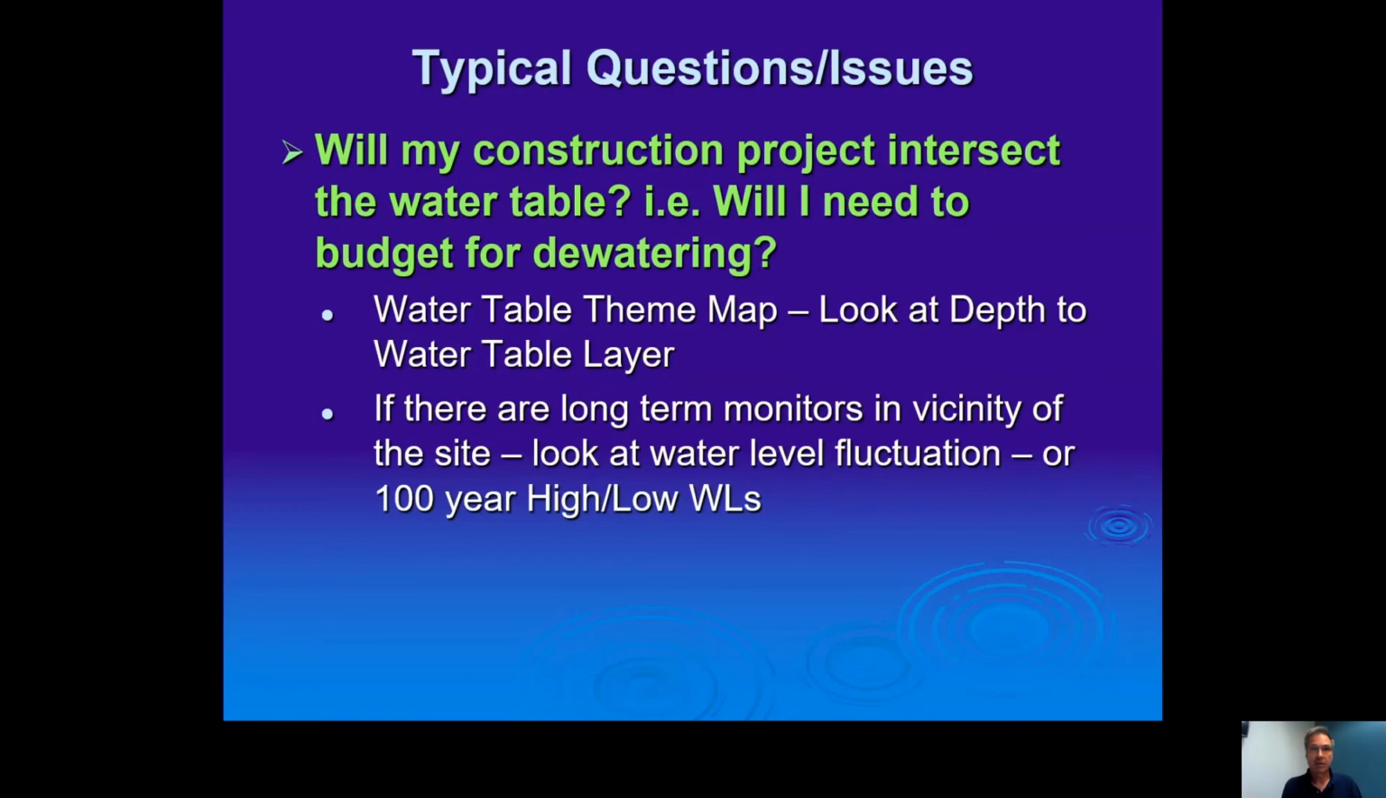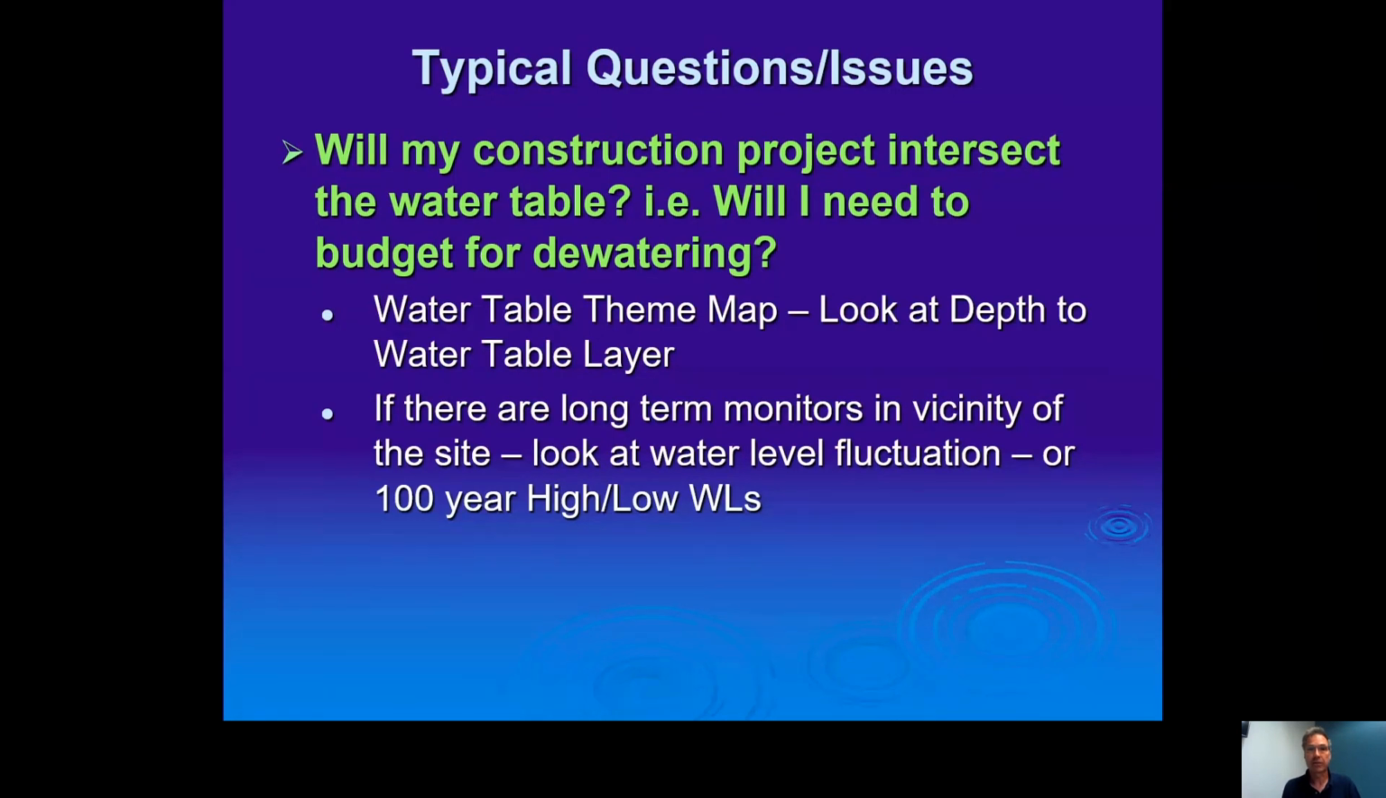Okay, so the first question, I think I touched on this in the first week, and maybe Rick and Mason also touched on it, is a very easy one. I'm doing subsurface work: will my project intersect the water table? And will I need to budget in my project for dewatering because I do hit the water table? So what layers can we turn to look at this?